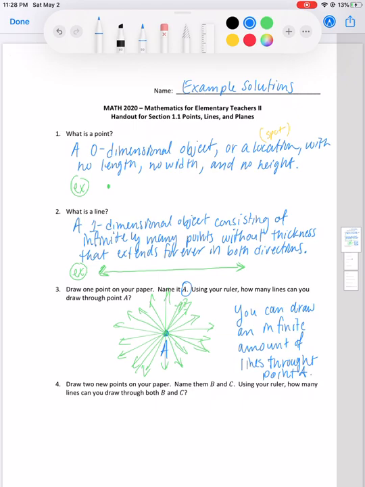All right, here's another exercise with those. Draw two new points on your paper, name them B and C, and use your ruler. How many lines can you draw through both B and C? I'm going to draw my point B here and my point C here. If I want to go through both of them, I can only draw one line through those. Since I kind of missed that one, I'll draw it bigger. So I can only draw one line through those points.